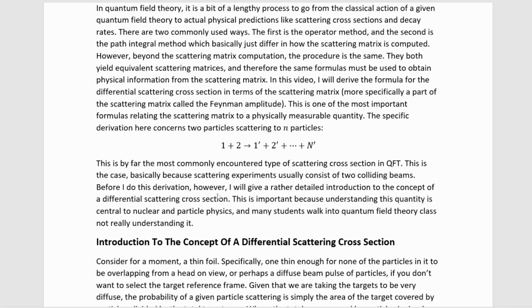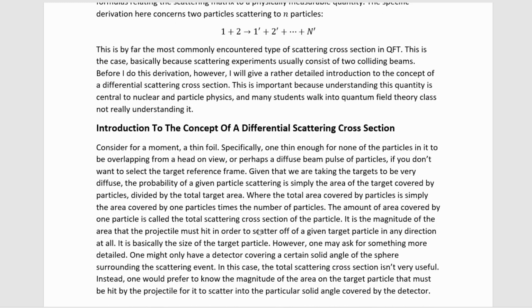Before I do this derivation, however, I will give a rather detailed introduction to the concept of a differential scattering cross-section. This is important because understanding this quantity is central to nuclear and particle physics, and many students walk into quantum field theory class not really understanding it. If you already are very familiar with scattering cross-sections, then you can skip straight to the calculation.